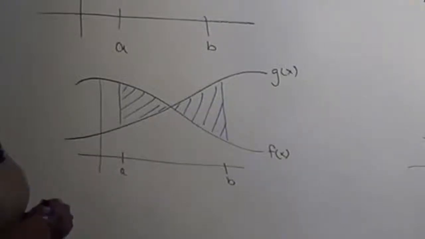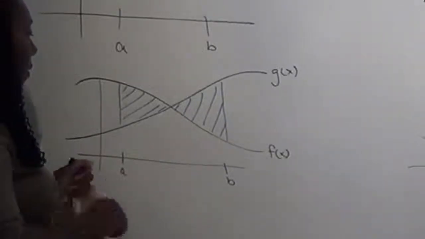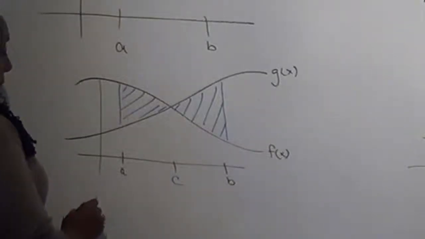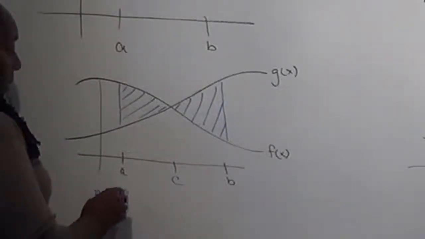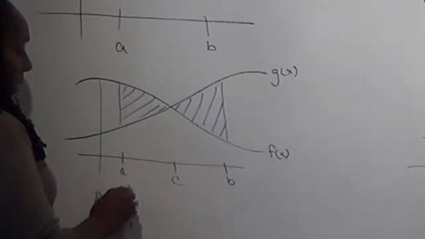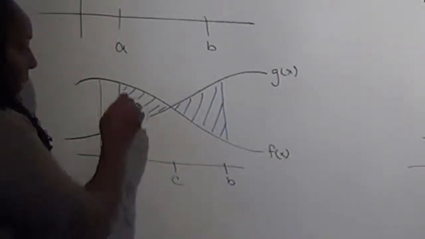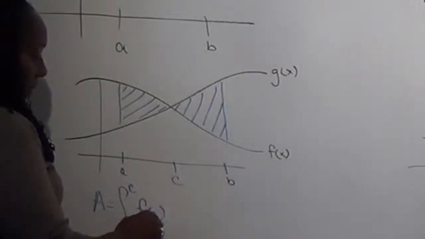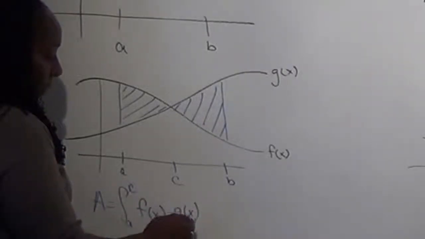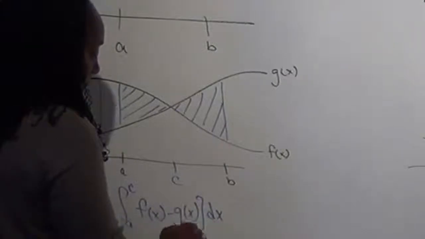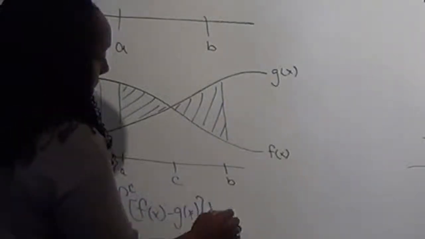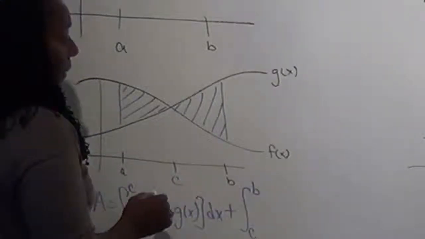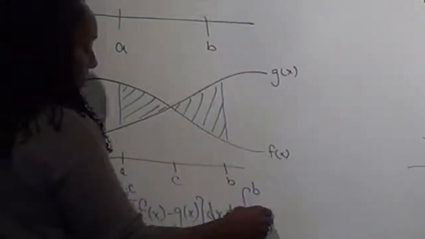So again, similarly to that last example over there, I would find this value c, and my area would be defined by the integral from a to c of my f minus g plus the integral from c to b of my g minus f.